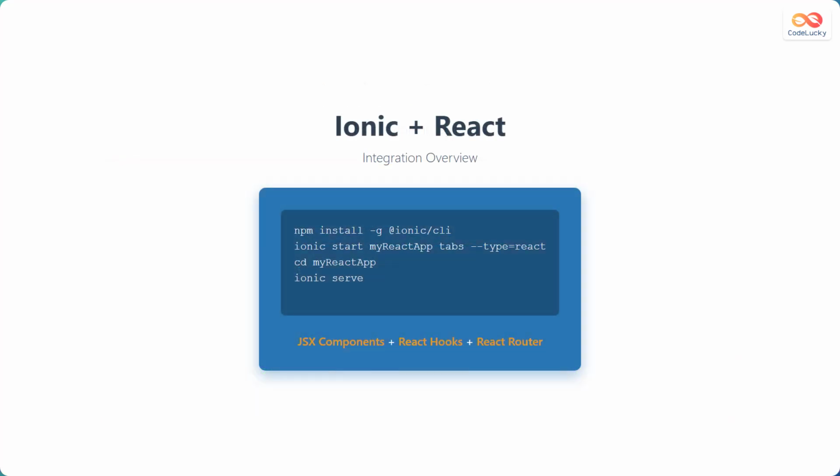Ionic also integrates well with React, allowing developers to leverage React's component-based architecture and hooks. You start by creating a React app with the Ionic CLI, and Ionic React provides pre-built UI components designed with React's JSX syntax. This approach supports React Router for navigation, making it easy to build responsive and performant hybrid mobile apps using familiar React patterns.